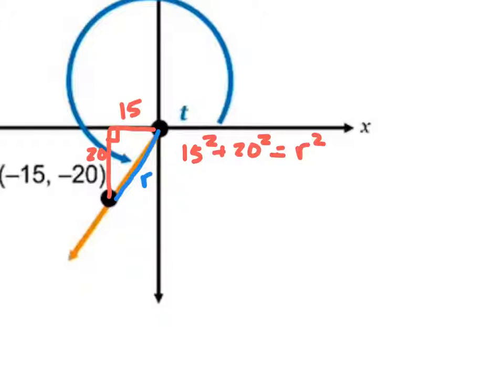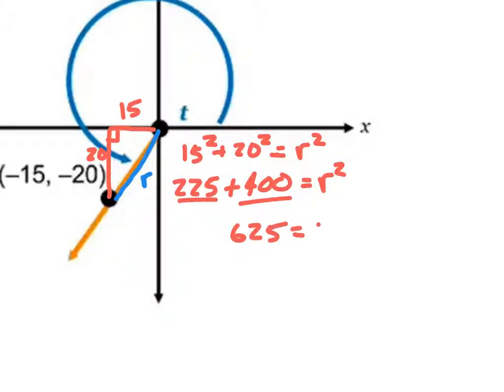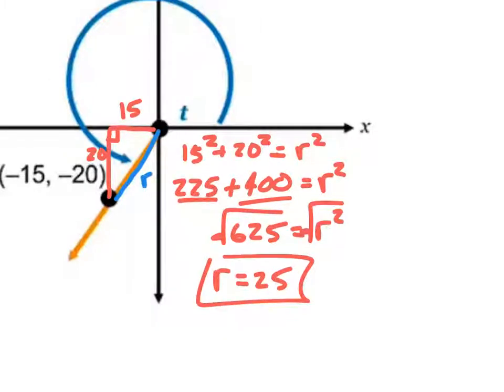Okay? So 15 squared is going to give me 225. 20 squared is 400, and that's going to equal r squared. So 225 plus 400 is going to give me 625, and that's going to equal r squared. So what I can now do is take the square root of both sides, and so I get that r is equal to 25. So I have that value, okay?